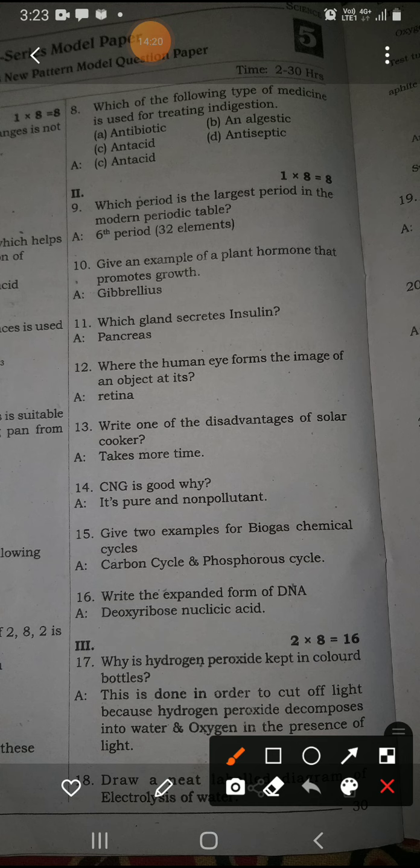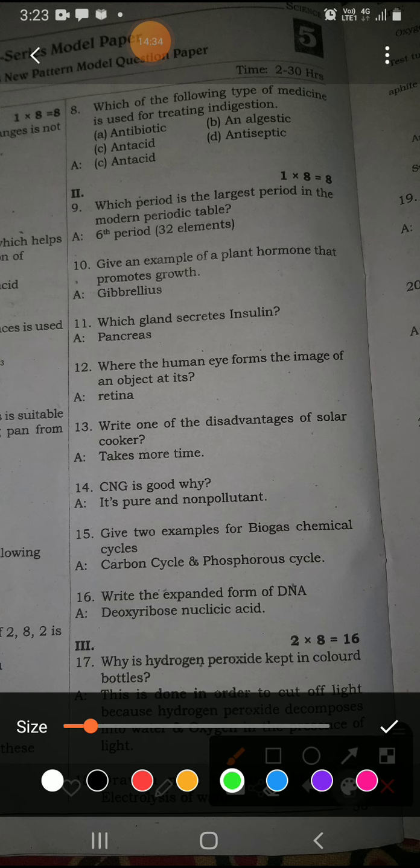So next, CNG is a good fuel. CNG is what? Compressed natural gas. Remember children, the long form of CNG is compressed natural gas. Why is it called compressed natural gas? Let me tell you that. Okay. So you know that.